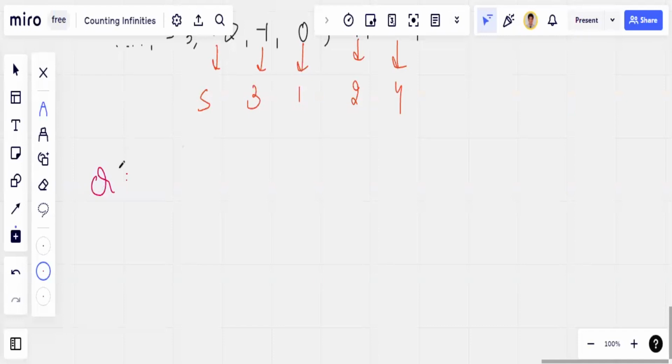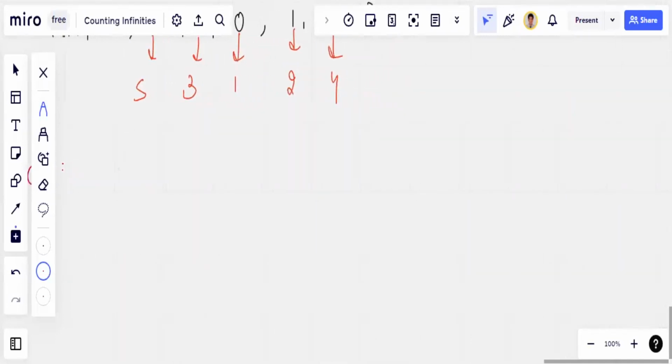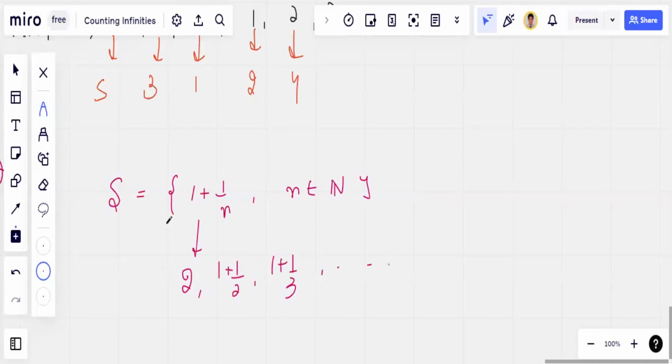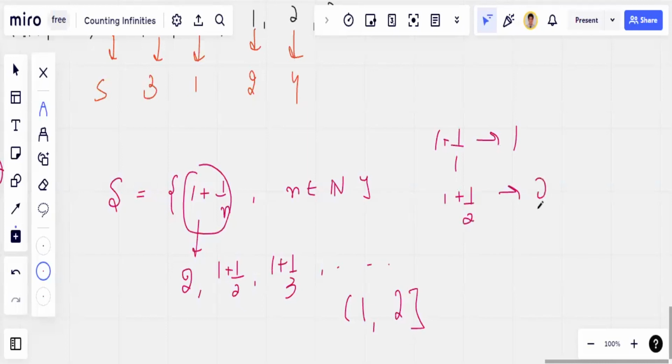Okay. Suppose, Ashish, to answer your question, I give you this set. S is the set of all numbers of the form 1 plus 1 by n, where n belongs to naturals. So what is this set? This is basically 2, then 1 plus 1 by 2, 1 plus 1 by 3, and so on. And this contains infinite numbers between the interval 1 and 2, right? But you can count this. This seems countable, right? So you map 1 plus 1 by 1 to 1, 1 plus 1 by 2 to 2, 1 plus 1 by 3 to 3, and so on.